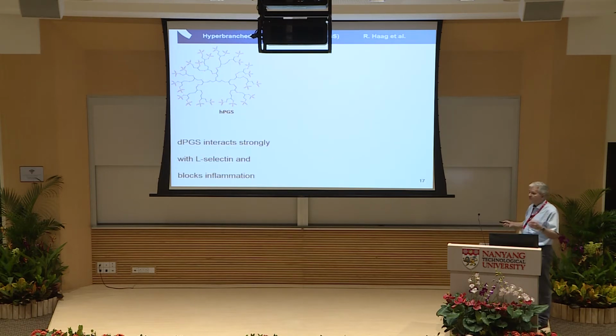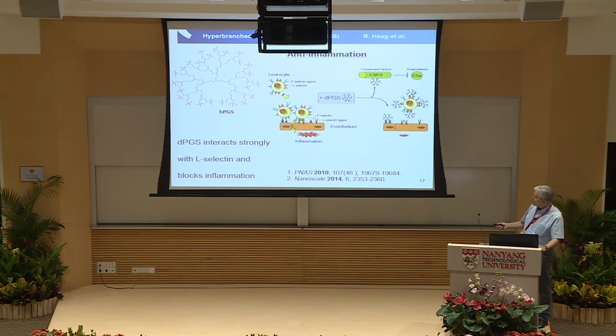Now we got a little bit more daring, and together with Rainer Haag et al., we looked into these hyperbranched or dendritic polyglycerols, and we had already dendrimers here, and I believe we have more lectures on dendrimers. So we have this typical dendritic, highly charged structure. And then Rainer Haag and his co-workers found that you can block inflammation. In essence, you can use this hyperbranched polyglycerol as a drug.